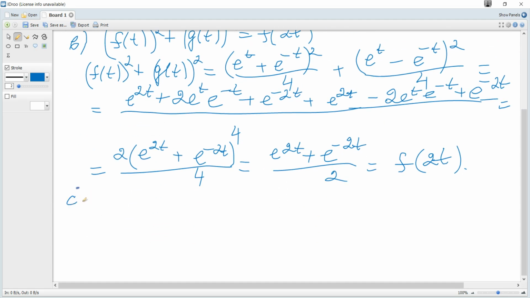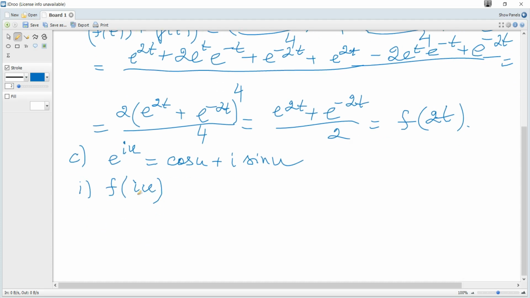C. Using e to the power of iu is cosine u plus I sine u. Find expressions in terms of sine and cosine of u for f of I u and g of I u, 3 and 2 marks respectively.